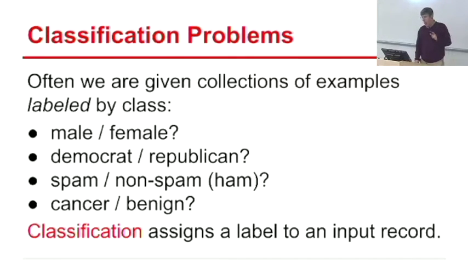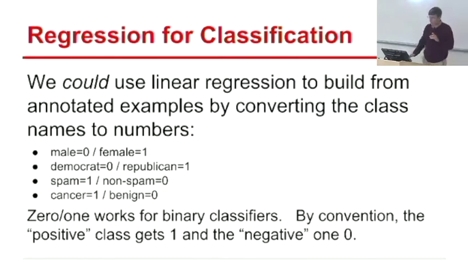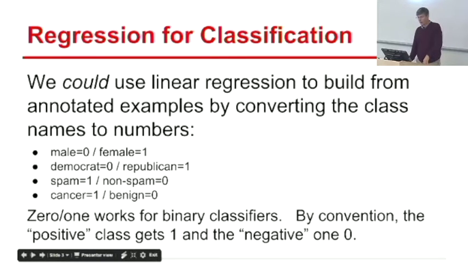But how might we solve a classification problem? One way to do it would be the following. We could assign each class a number. Typically, let's think about binary classification problems first, where there are two classes. We assign one class the number 0, and the other one the number 1. By convention, we say that the positive class, which is the thing that we're more interested in, gets 1. The negative class is class 0.